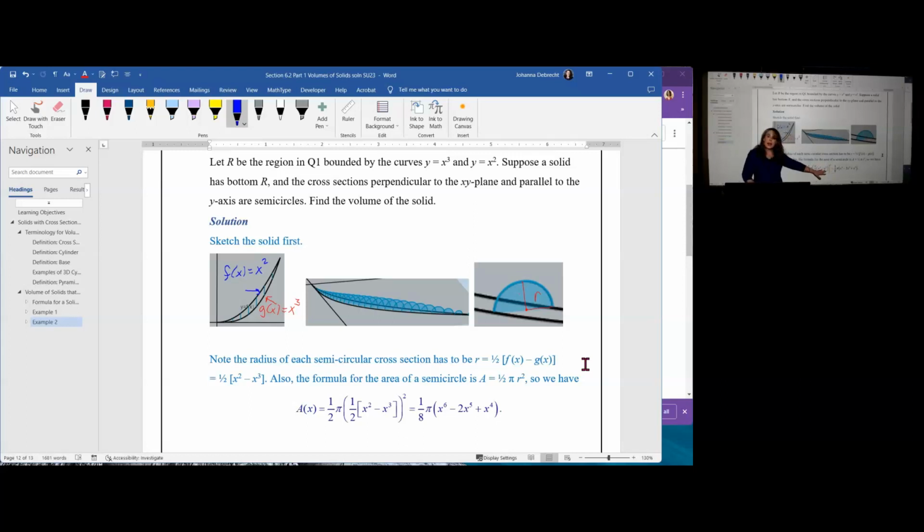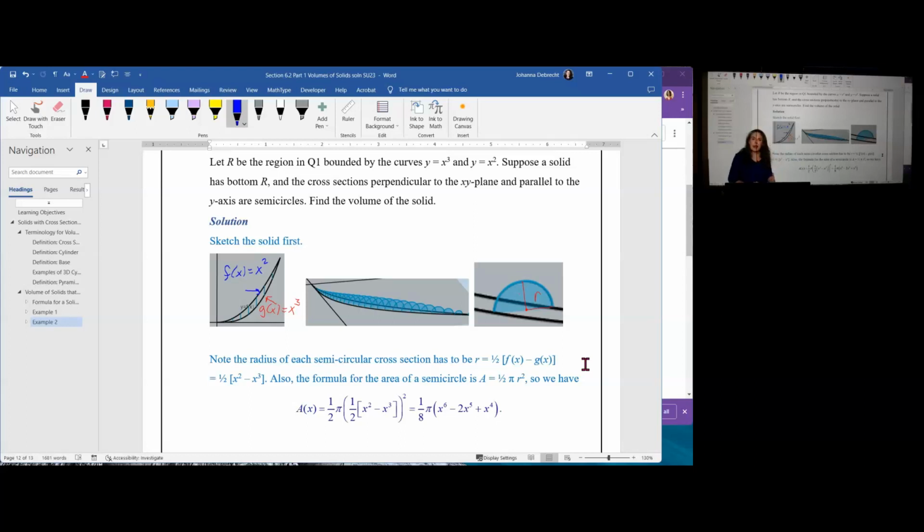If you multiply out x squared minus x cubed, quantity squared, you will get x to the 6th minus 2x to the 5th plus x to the 4th. This is a formula for the area of each cross section, each little slice's base. That was hard to say.